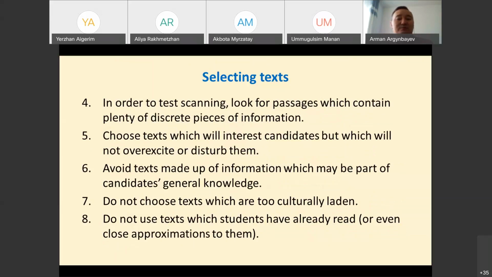Okay, 4th one. If you want to use scanning, as I've mentioned, the text must be long enough, but it also must have a lot of discrete information. There must be a lot of numbers, a lot of people, a lot of details that you can ask about. So make sure that your text actually contains this kind of information.